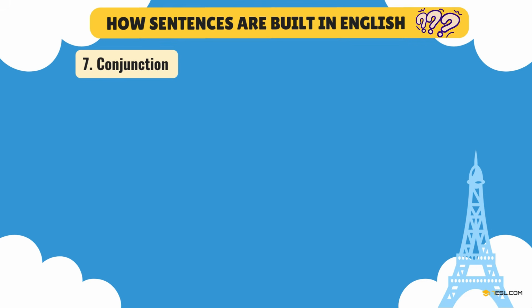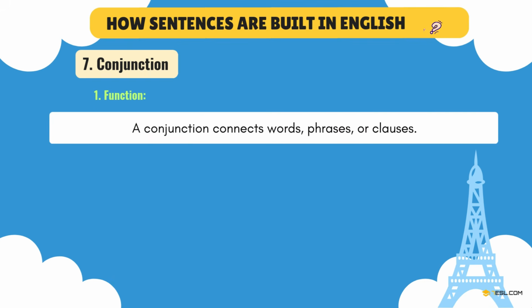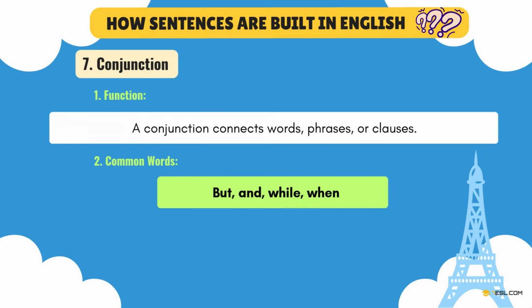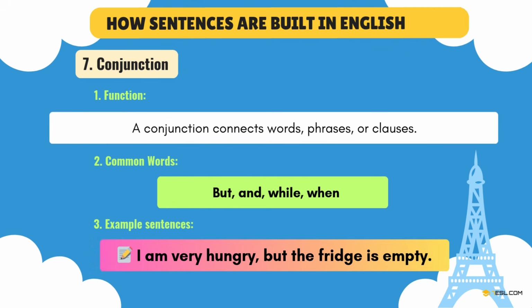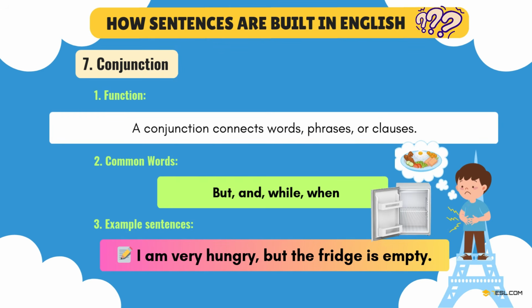7. Conjunction. Function. A conjunction connects words, phrases, or clauses. Common words. But, and, while, when. Example sentences. I am very hungry, but the fridge is empty.